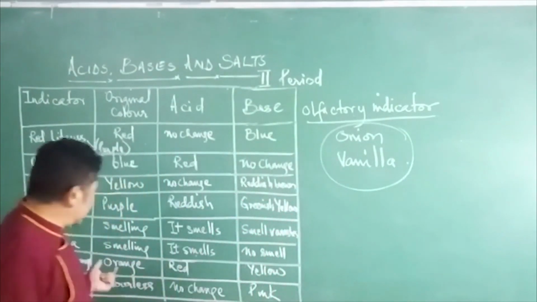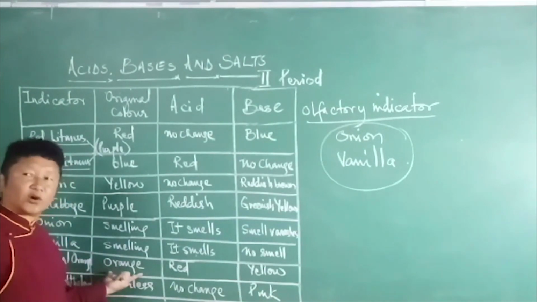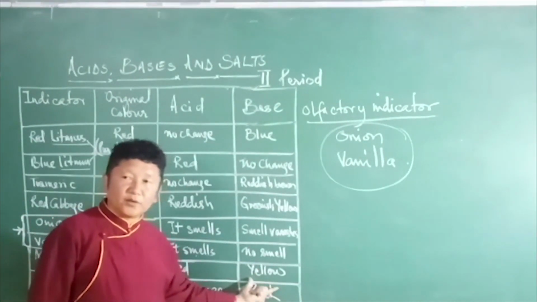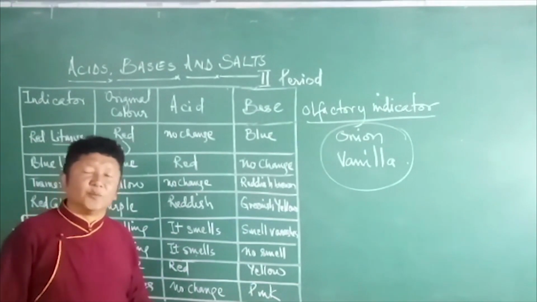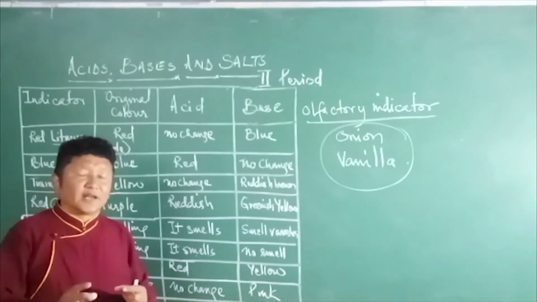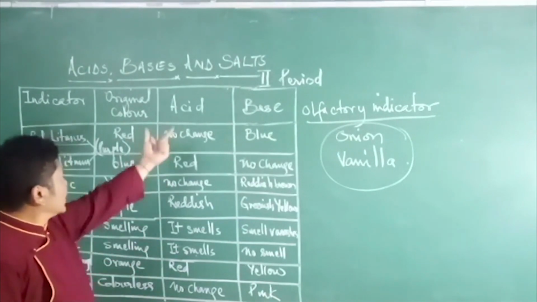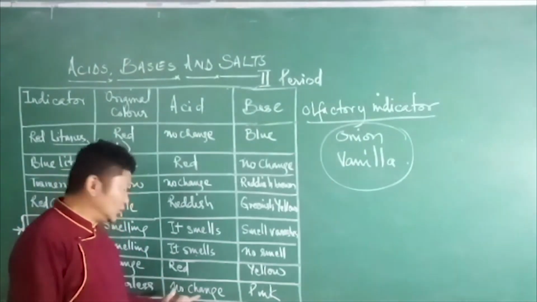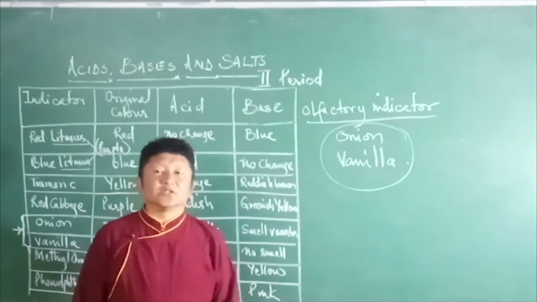Okay. Then here methyl orange and phenolphthalein, these are synthetic indicators. Methyl orange, its actual color is orange, but with acid it changes to red, and with base it changes to yellow. And then phenolphthalein, it is usually colorless, like water. Water is colorless. When phenolphthalein comes in contact with acid, it remains as it is, no change in color. But when this phenolphthalein comes in contact with base, it gets converted into pink.